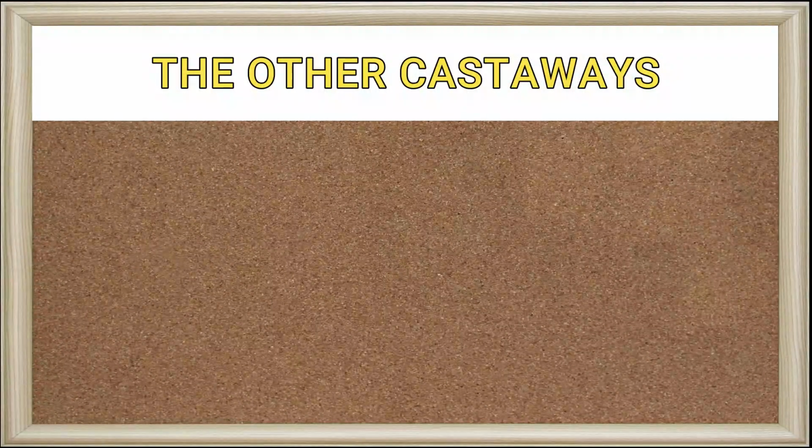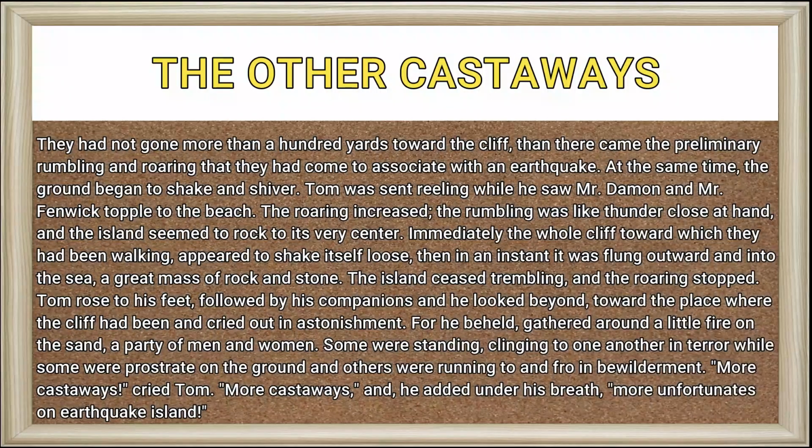The other castaways. They had not gone more than 100 yards towards the cliff. Then there came the preliminary rumbling and roaring that they had come to associate with an earthquake. At the same time, the ground began to shake and shiver. Tom was sent reeling while he saw Mr. Damon and Mr. Fenwick topple to the beach. The roaring increased. The rumbling was like thunder close at hand, and the island seemed to rock to its very center. Immediately, the whole cliff towards which they had been walking appeared to shake itself loose. Then, in an instant, it was flung outward and into the sea, a great mass of rock and stone. The island ceased trembling, and the roaring stopped.